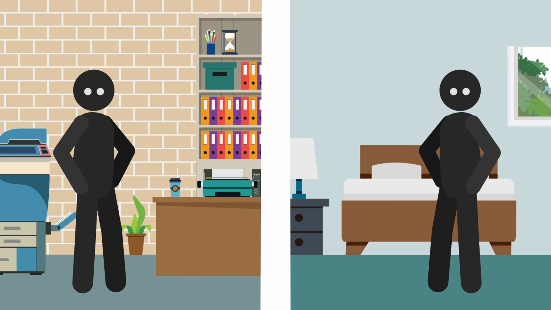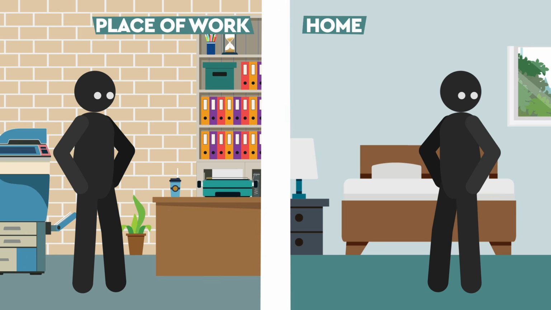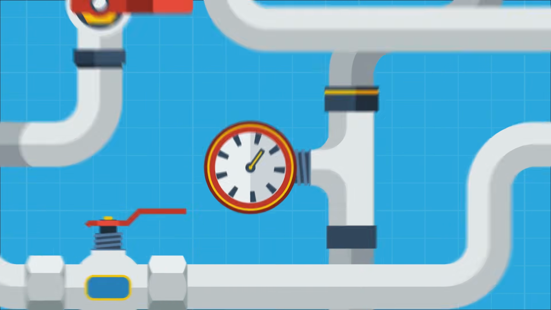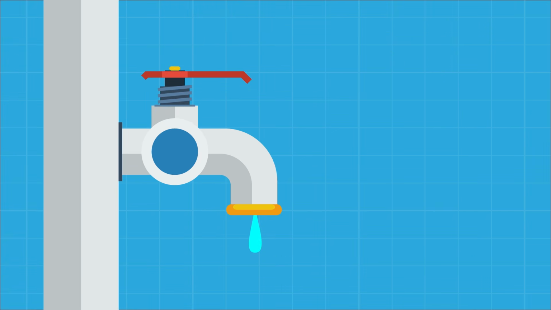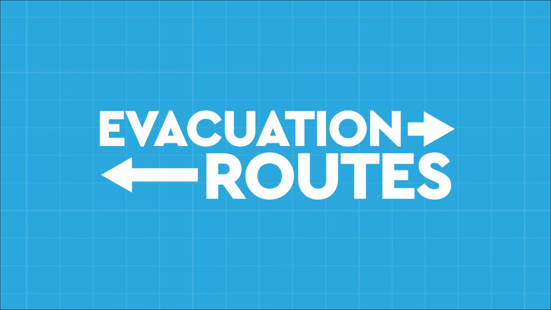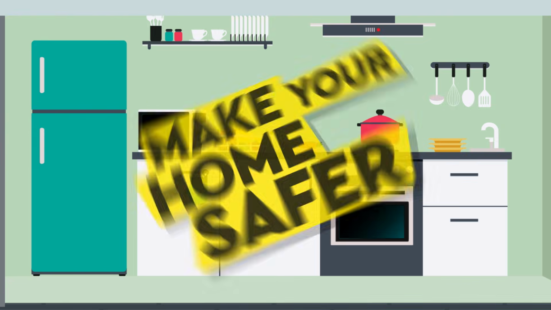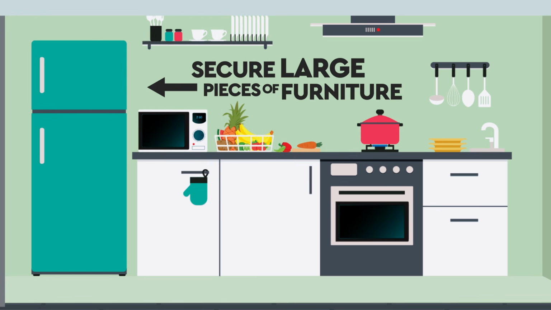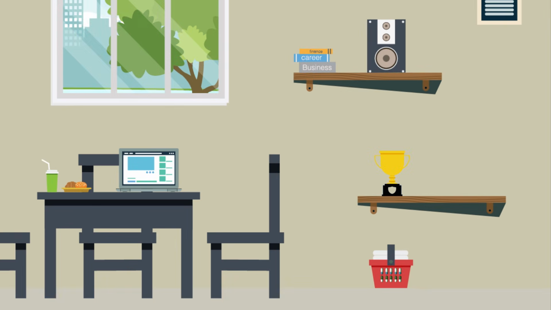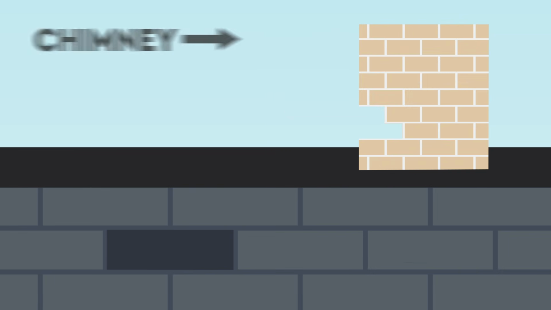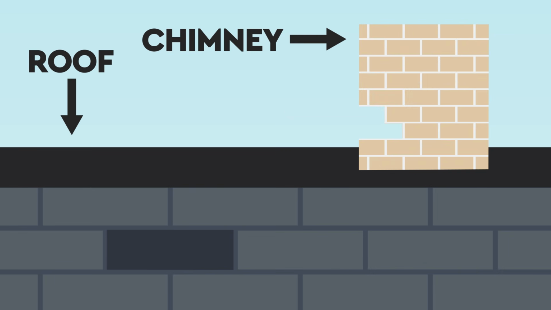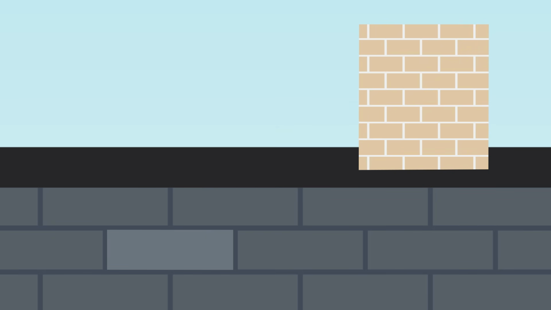First of all, get to know your surroundings. Figure out the safest places to take cover in your home or place of work. Learn how to turn off your electricity, gas, and water supplies. And also identify evacuation routes and an agreed upon meeting point. You could also make your home safer during an earthquake by securing large pieces of furniture to the wall, making sure any large heavy objects are placed on lower shelves, and ensuring your chimney or roof are in good condition by replacing loose bricks or tiles.